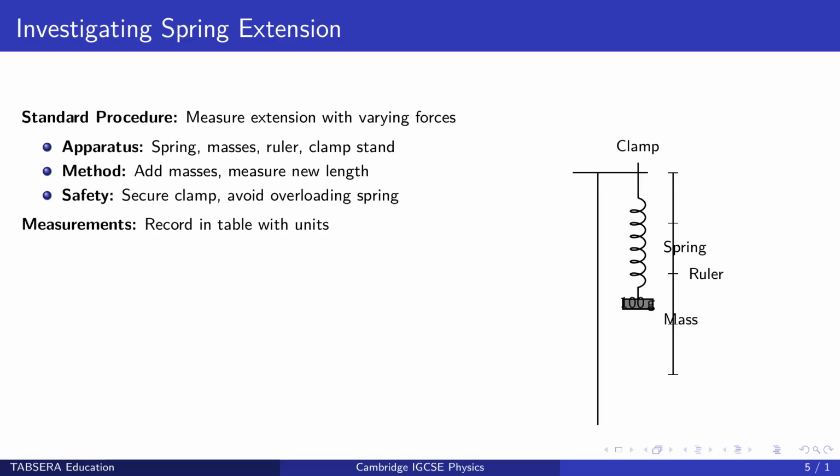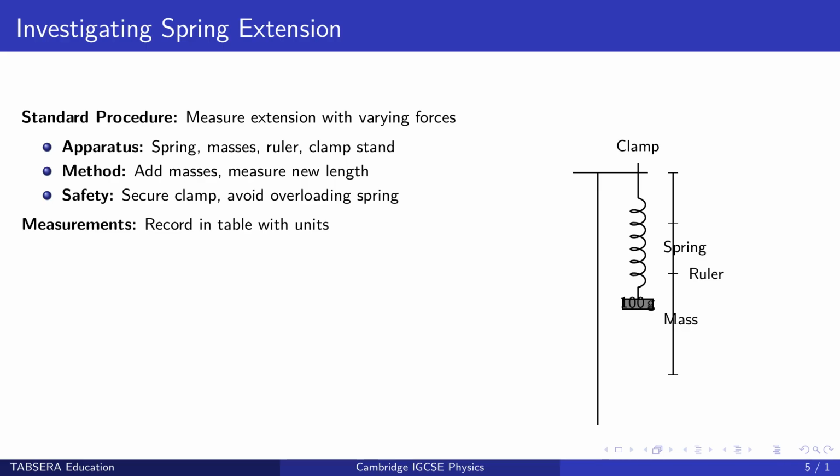Now we examine the experimental method for investigating spring extension. This follows Cambridge IGCSE standards. The apparatus needed includes a spring for testing, masses to provide known forces, a ruler for measuring length, and a clamp stand for secure mounting. The method consists of these steps.